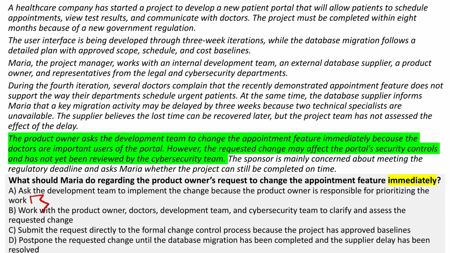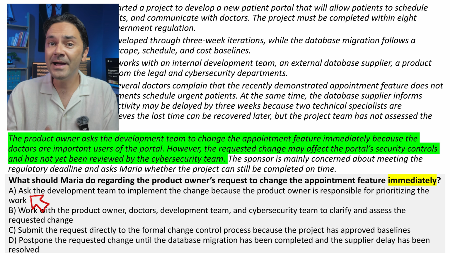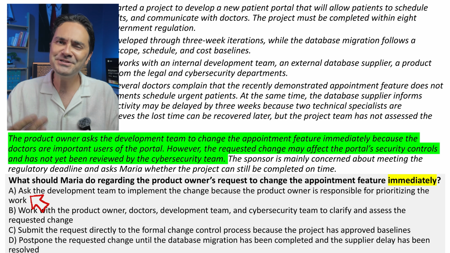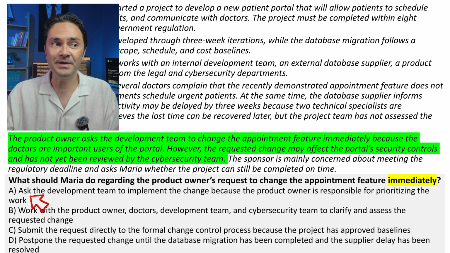Option A says that Maria should ask the development team to implement the change because the product owner is responsible for prioritizing the work. This is the most attractive distractor. The product owner is responsible for prioritizing the backlog, so this option may initially appear correct. However, the product owner's authority to prioritize work does not mean that security concerns should be ignored.